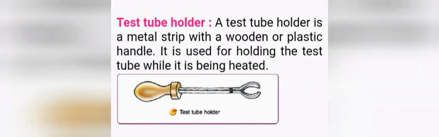Test tube stand. It may be made up of wood or plastic. A test tube stand is used for supporting test tubes. Test tube holder. It is a metal strip with a wooden or plastic handle. It is used for holding the test tube while heating. Test tube brush. It is a coiled iron wire with plastic bristles. It is used to clean test tubes and other glassware such as beaker, flask, etc.